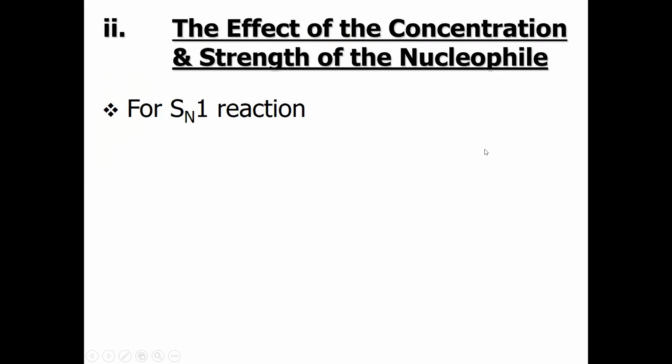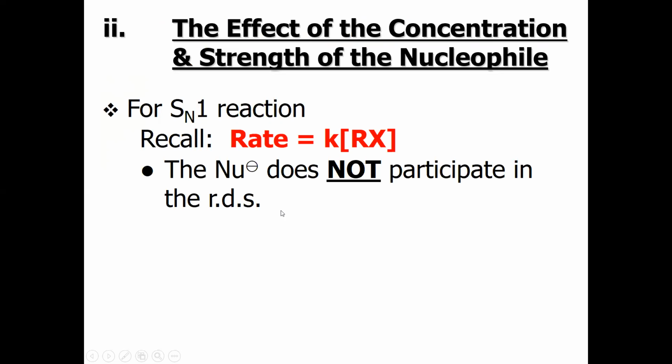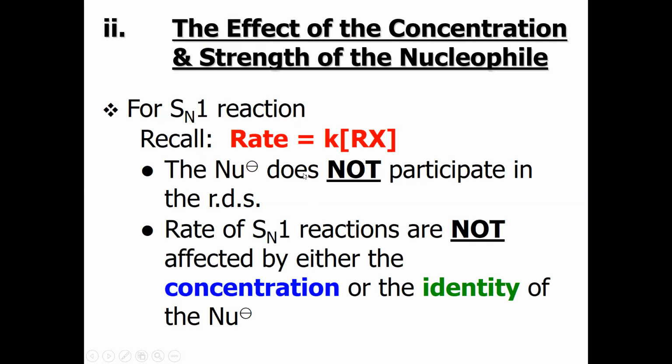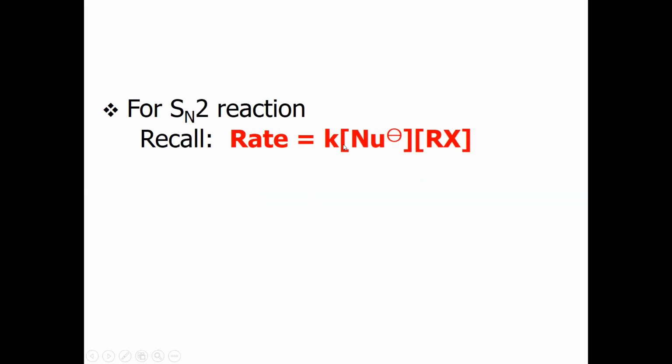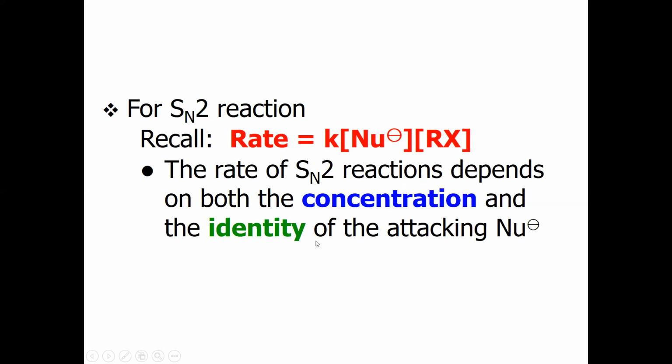Second, the effect of the concentration and the strength of the nucleophile. SN1 reactions do not depend on the concentration of the nucleophile, because the nucleophile does not participate in the rate determining step. So we can observe that the concentration of the nucleophile does not affect the SN1 reaction. While in the SN2 reaction, the rate depends on both the nucleophile and the alkyl halide. So the concentration of the nucleophile may affect the SN2 reaction because it is taking part in the rate determining step.